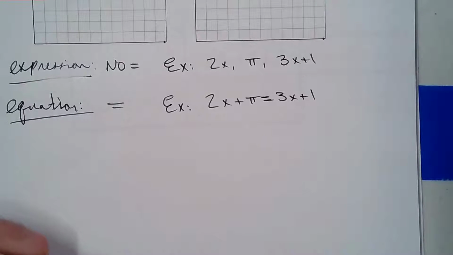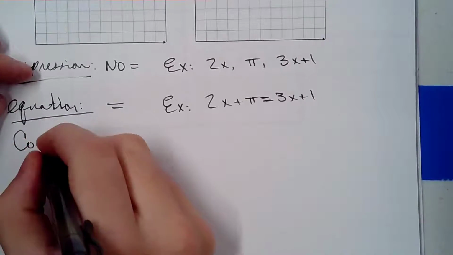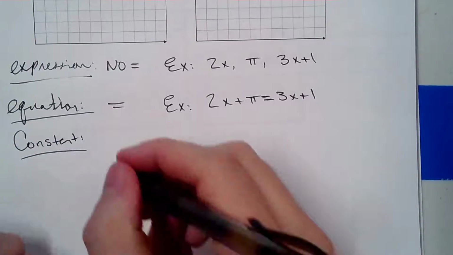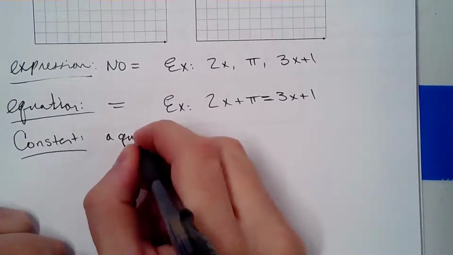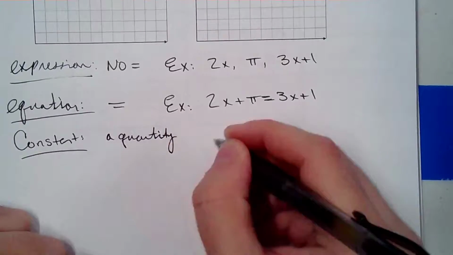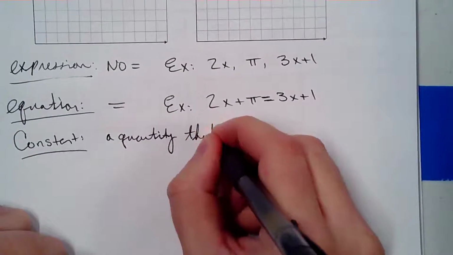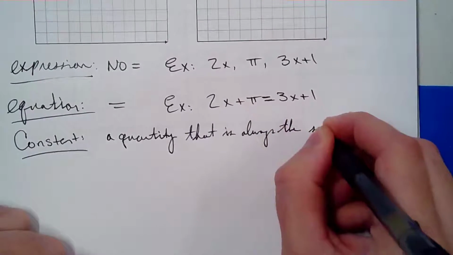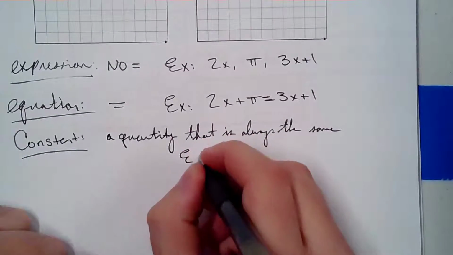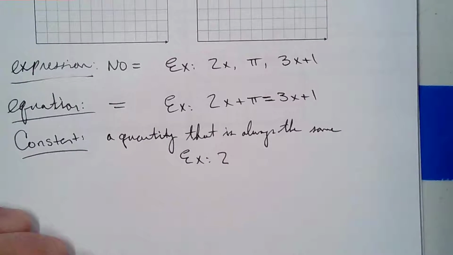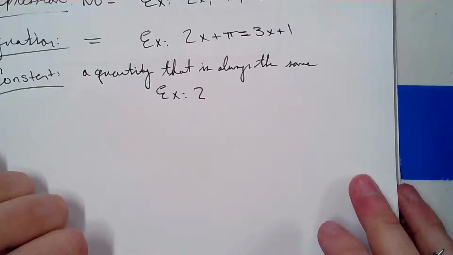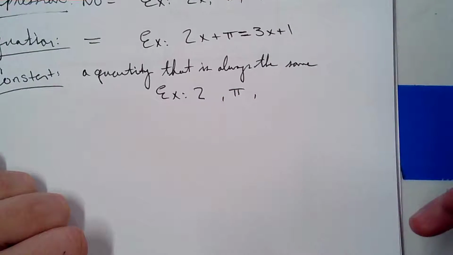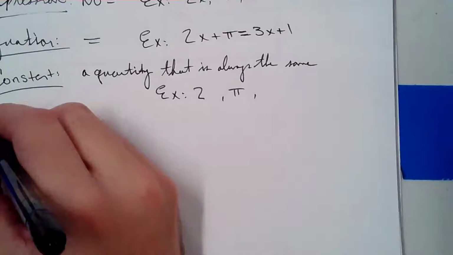Constant versus variable. Constants: it's always the same. So it's a quantity, if I'm being official, that is always the same. An example of that would be 2. 2 is always 2. Another example would be pi. Those are all constants.